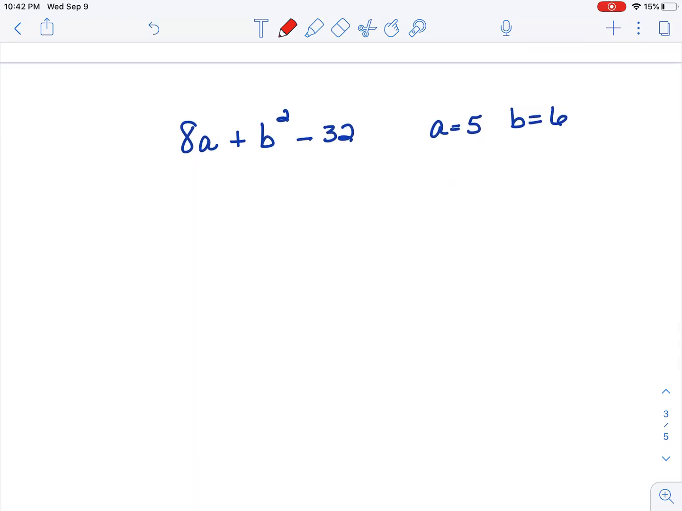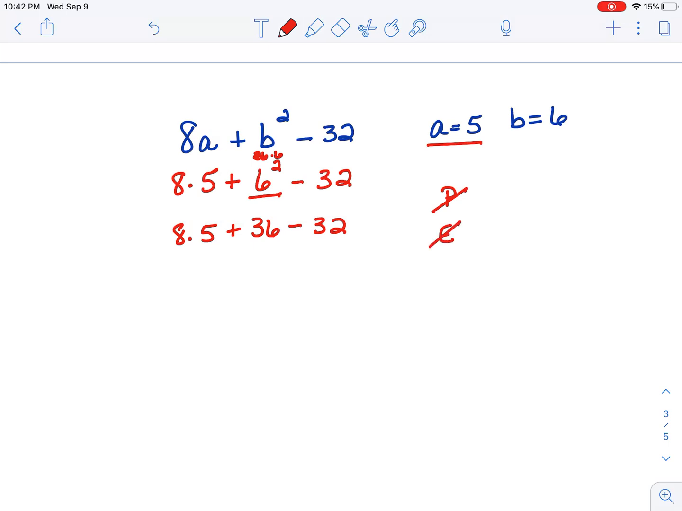And then a variable with an exponent. Again, side by side means to multiply. So that means 8 times a, and a is 5, plus b squared. B is 6, so this will be 6 squared. Subtract 32. I have no parentheses, but this time I do have an exponent. So that means 6 times 6. So 8 times 5 plus 36.